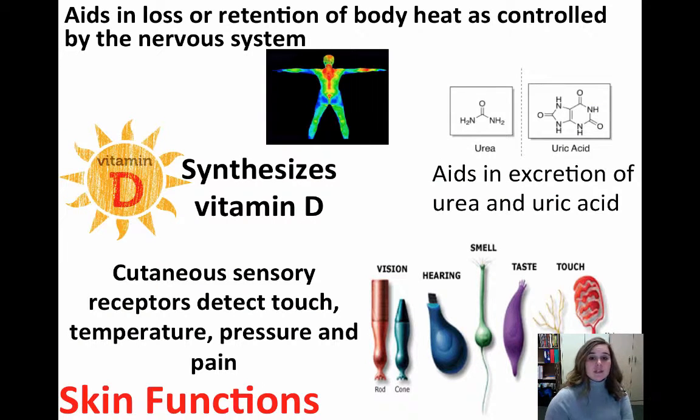So you can also see some more functions of the integumentary system to aid in loss or retention of body heat, which our nervous system controls. It synthesizes vitamin D, helps with the excretion of urea and uric acid, and has different sensory receptors, mainly our temperature, pressure, and pain. So in this picture we're looking at these over here.